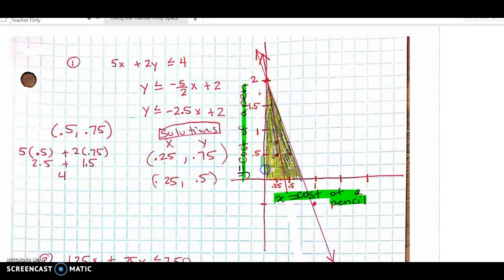So you see that each graph mark on my graph is 0.25. I just labeled every other one with 0.5 so that when I applied the slope of negative 2.5, I went down 2.5 over 1. I used the same scale on the x-axis, 0.25, 0.5, 0.75, 1.